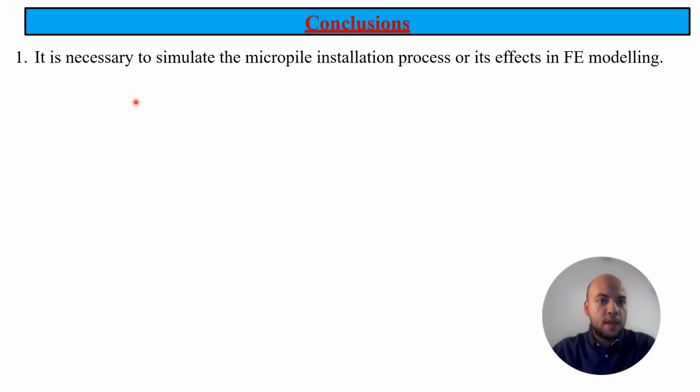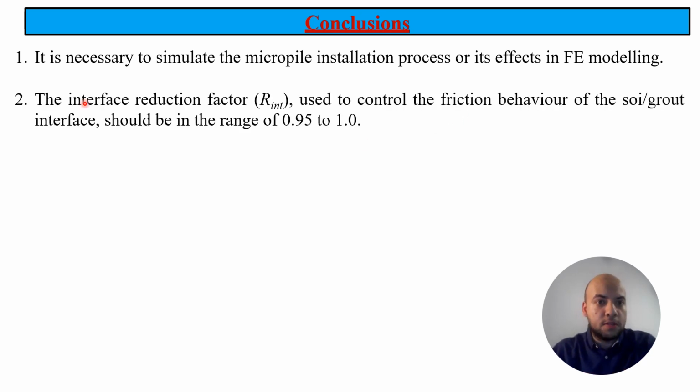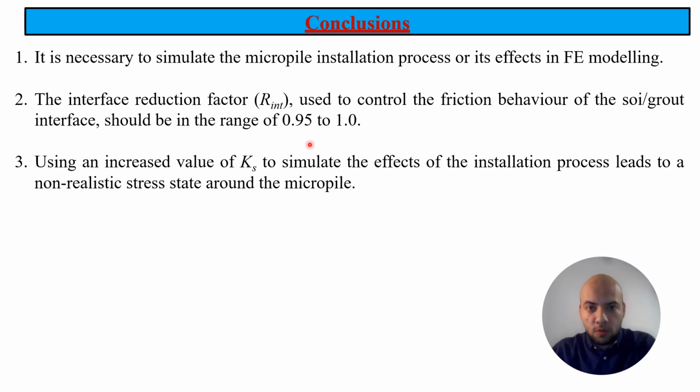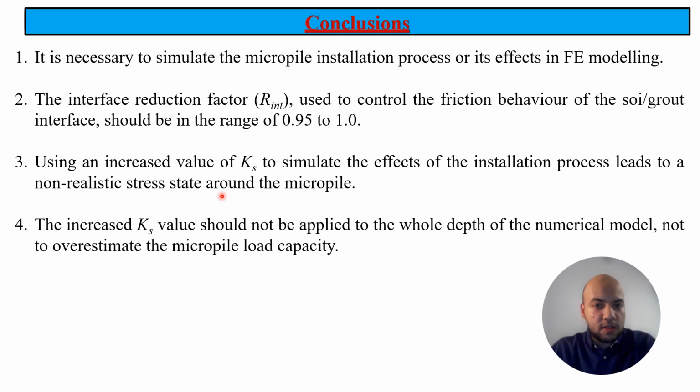It's necessary to simulate the micropile installation process in finite element modeling, or you will get very wrong predictions. The interface reduction factor around the micropile should be taken in the range from 0.95 to 1. Using an increased value of Ks generally leads to a non-realistic stress state around the micropile, and even if you use this value, you shouldn't apply it to the whole depth or the whole width of the numerical model.